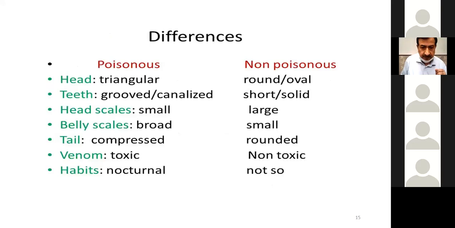Differences between poisonous and non-poisonous snakes in shape. The head in poisonous snakes is triangular, while in non-poisonous it is round and oval. Teeth in poisonous snakes are grooved and canalized, while in non-poisonous they are short and solid. Head shields in poisonous snakes are small, and in non-poisonous they are large. Belly scales in poisonous snakes are broad; in non-poisonous they are small. Tail in poisonous snakes is compressed, and in non-poisonous it is rounded. Venom in poisonous snakes is toxic; in non-poisonous it is non-toxic.